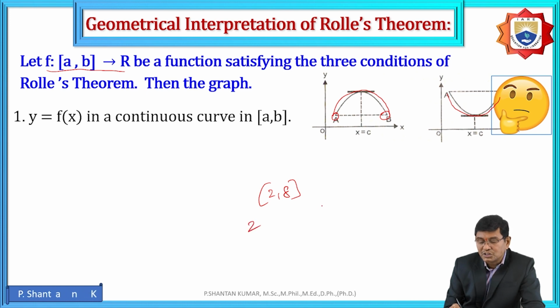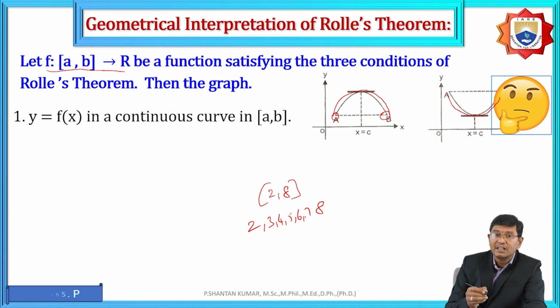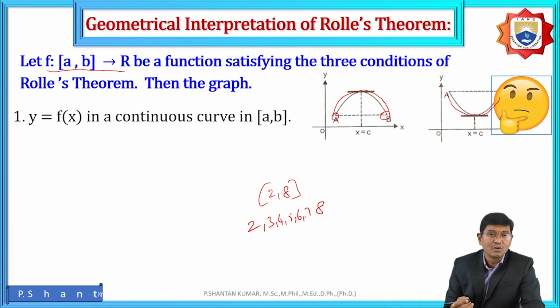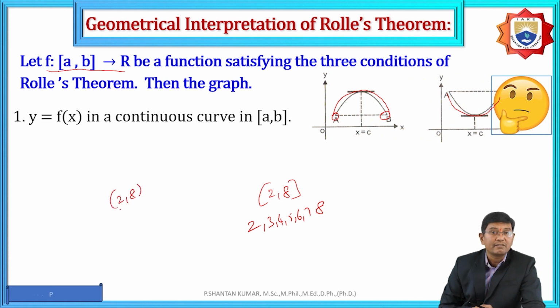That means from starting at 2 to 8, that is 2, 3, 4, 5, 6, 7, 8. That means including the starting and ending points, and including the values in between. That is the meaning of closed. And for example, 2 comma 8 as an open interval is nothing but not including the 2 and 8. That means other than 2 and 8, it is just 3, 4, 5, 6, 7. This is the meaning of the open interval.